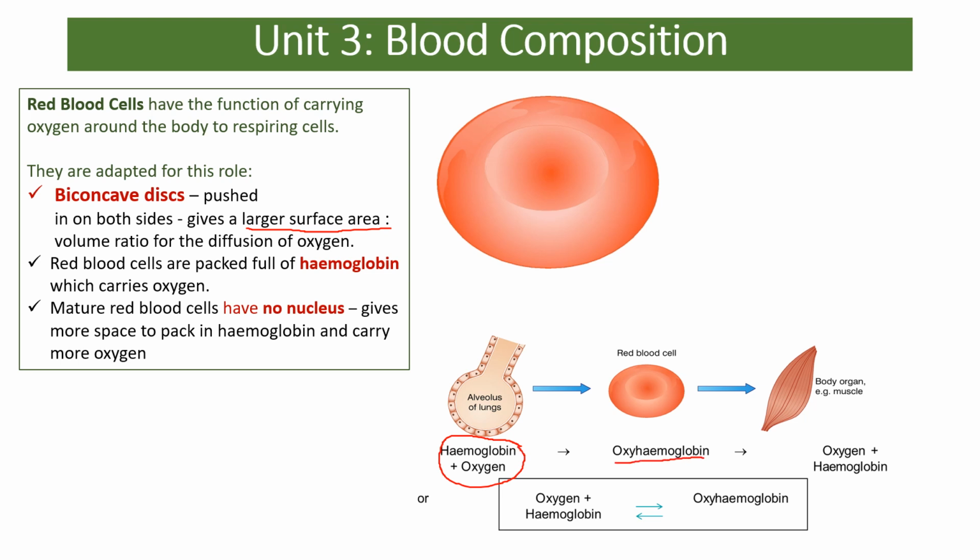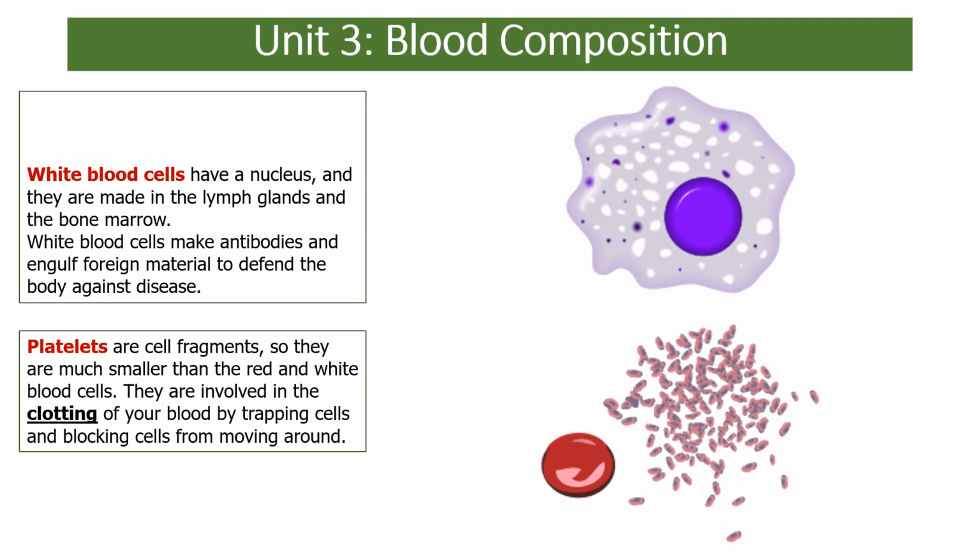But then when this gets to the muscles, where there are low levels of oxygen because it's been used in aerobic respiration, they separate or dissociate back into oxygen and hemoglobin. And this is technically a reversible reaction, so you need to remember that chemistry symbol there, because in the lungs they combine, and in the muscles they dissociate and separate again.